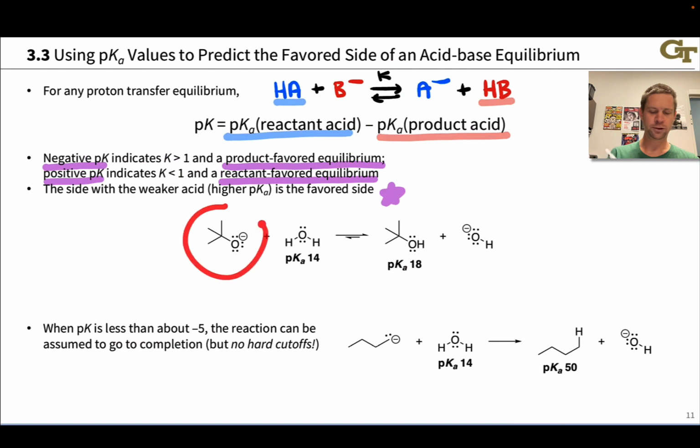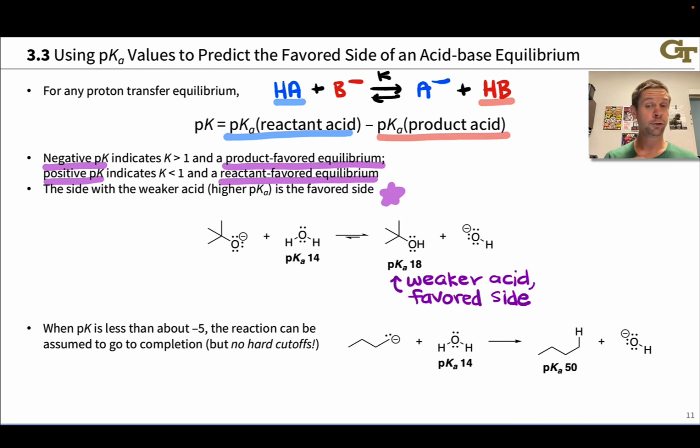So here I've got tert-butoxide anion reacting with water to give tert-butanol, notice that's the conjugate acid of this, and hydroxide, which is the conjugate base of water. So the two pKa's are given, pKa for the reactant acid, pKa for the product acid. And we can notice just from inspection of the pKa values conceptually, tert-butanol is a weaker acid than water. And so as the weaker acid of these two, the favored side will be the one with tert-butanol on it, the product side.